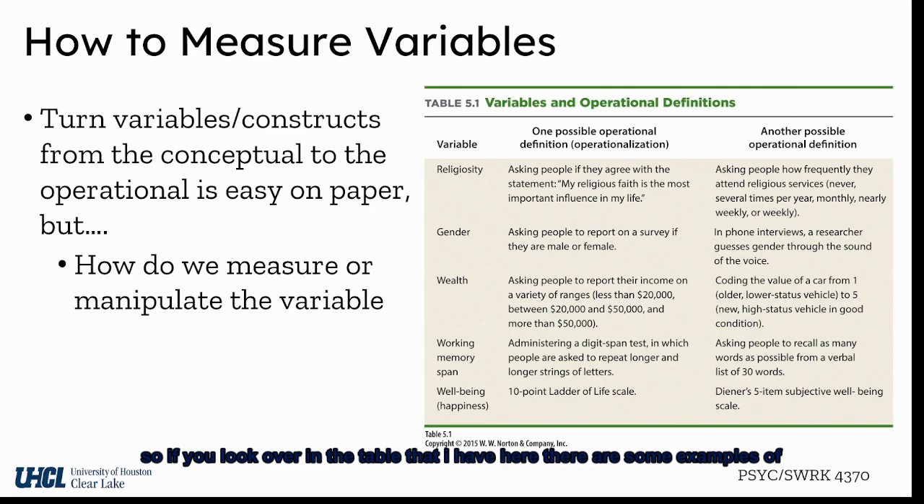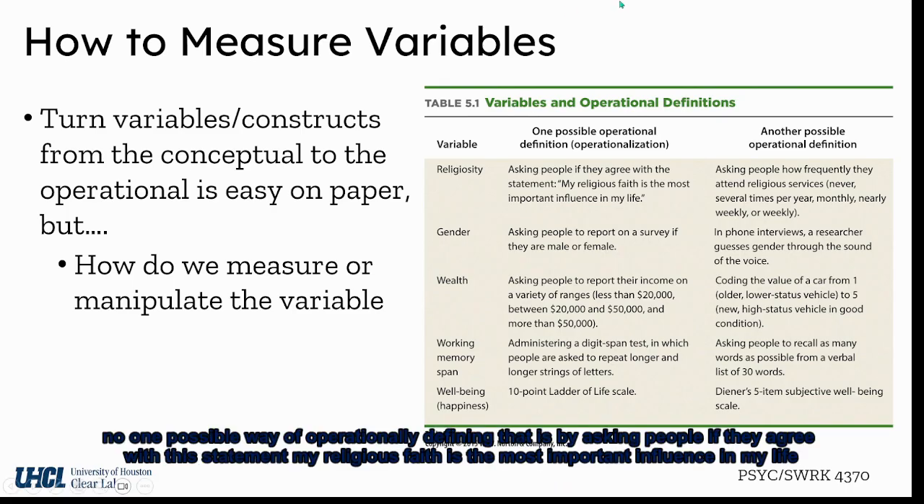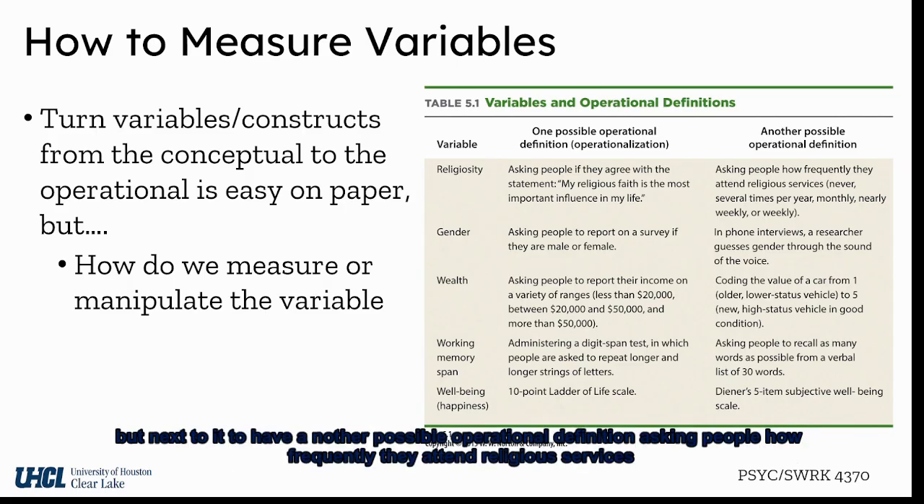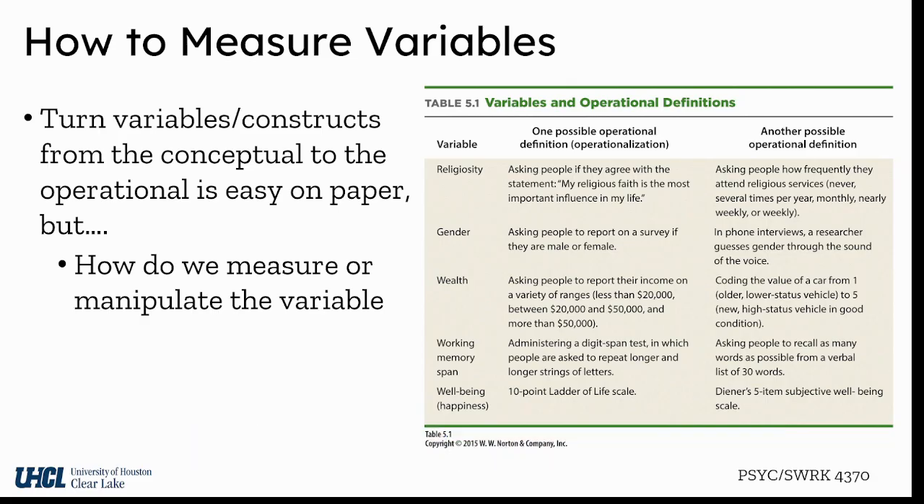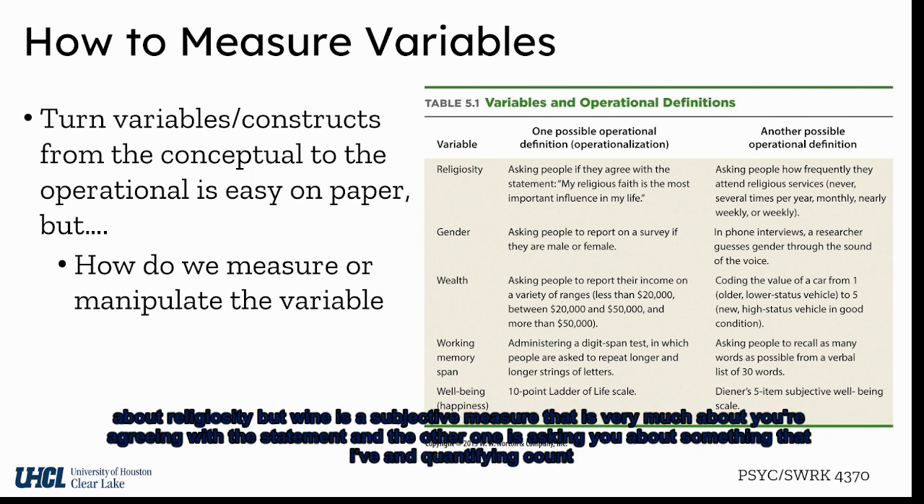So if you look over in the table that I have here, there are some examples of variables and their operational definitions. If we look at religiosity, one possible way of operationally defining that is by asking people if they agree with the statement, "My religious faith is the most important influence in my life." But next to it, I have another possible operational definition, asking people how frequently they attend religious services. Those are both attempting to answer something about religiosity, but one is a subjective measure that is very much about your agreeing with a statement, and the other one is asking you about something that I can quantify and count.